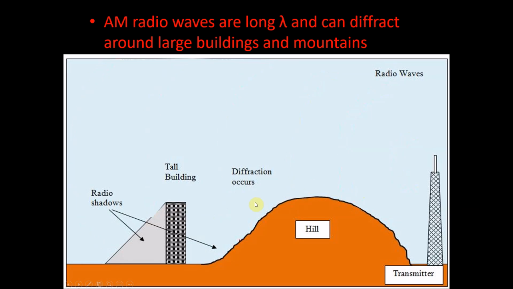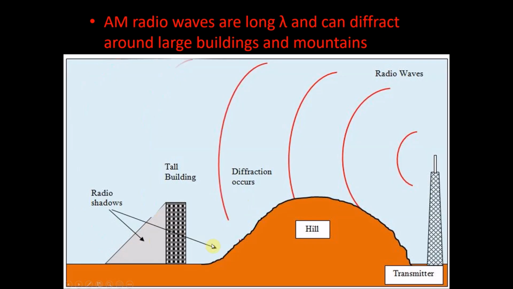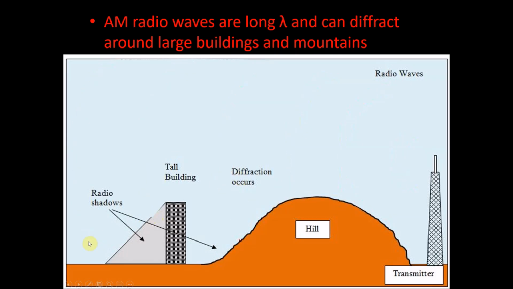If you were looking at an FM transmitter, it would not diffract nearly as much, and if you're on this side of the hill, you would not receive any particular transmission. You will still see shadows if you were, say, behind this tall building, or right here under the lee of this hill. So if you're very close to the hill, you might not pick up this transmission, but further away over here, or further up the hill over here, you may pick up this transmission as it diffracts around the edge of the hill.